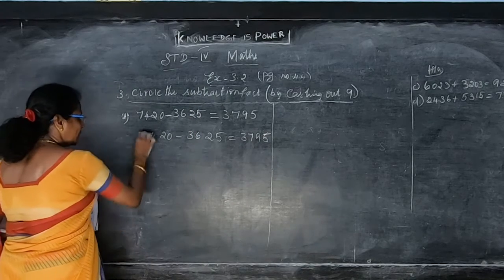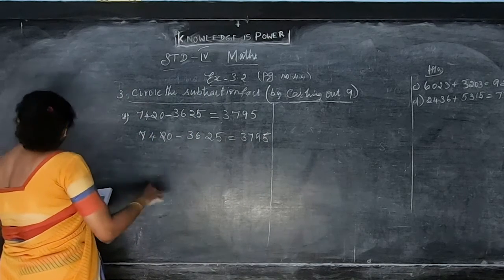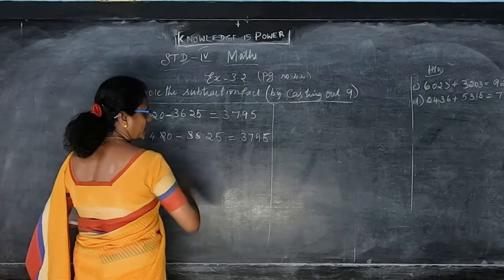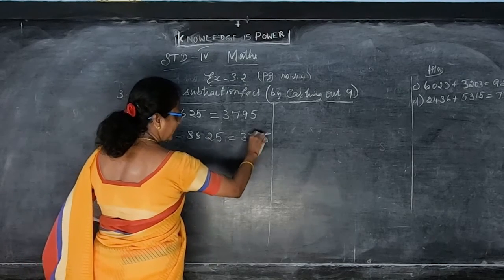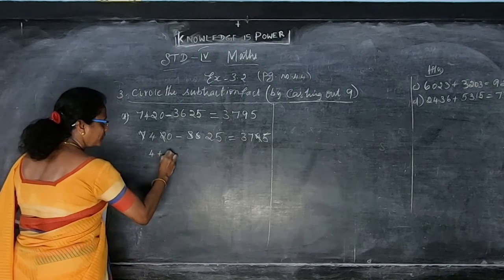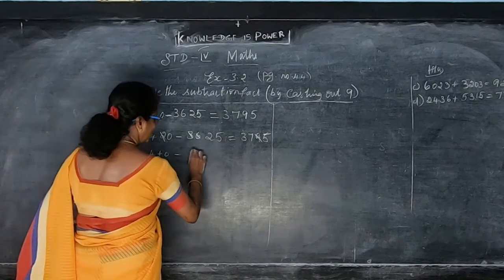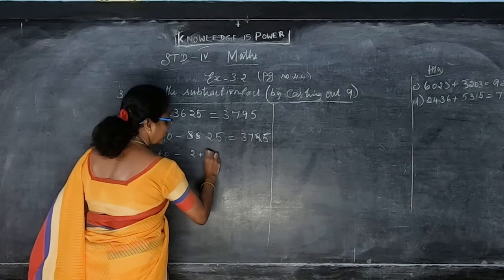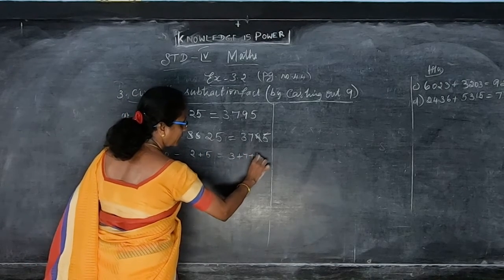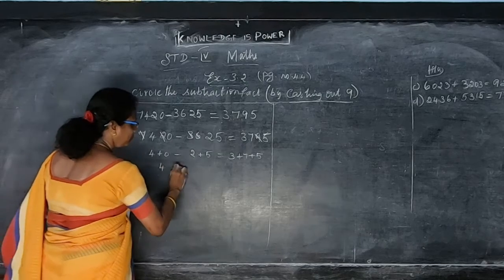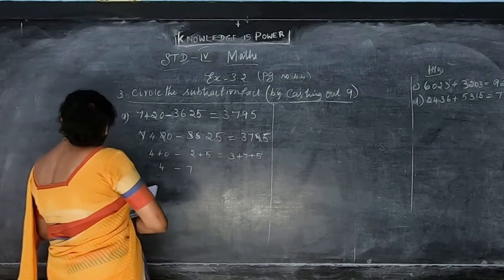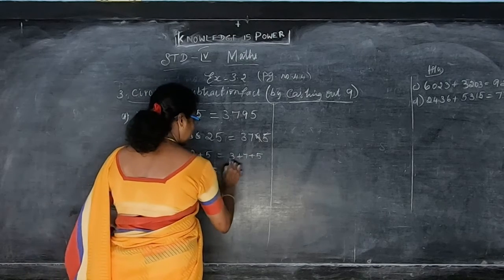Okay, so in the 7 and 2, strike off the 9. Then 6 and 3, strike off. In the 9, strike off. Now 4 plus 0 minus 2 plus 5 is equal to 3 plus 7 plus 5. So 4 plus 0 is 4, 5 plus 2 is 7. That is equal to 15.